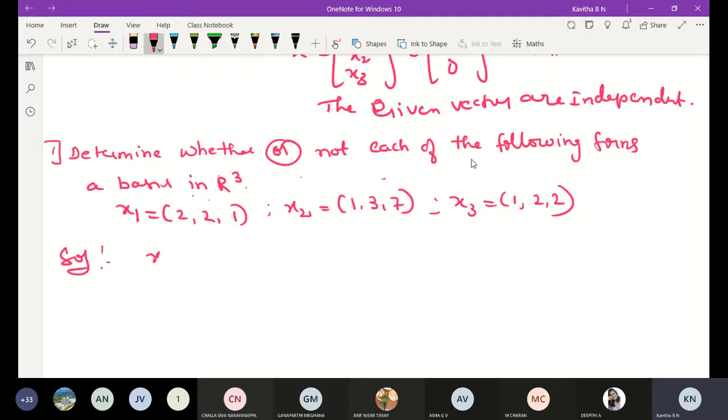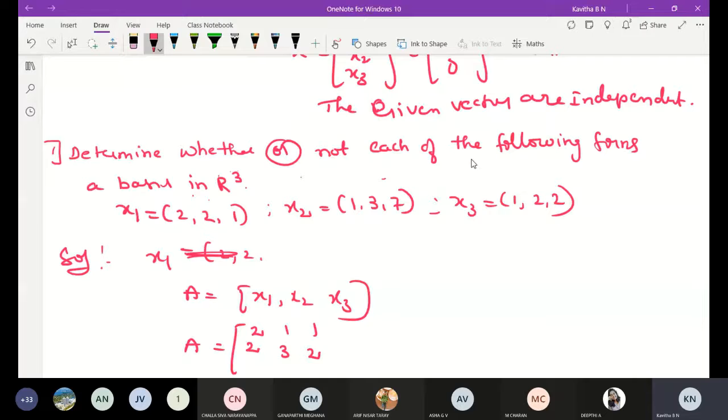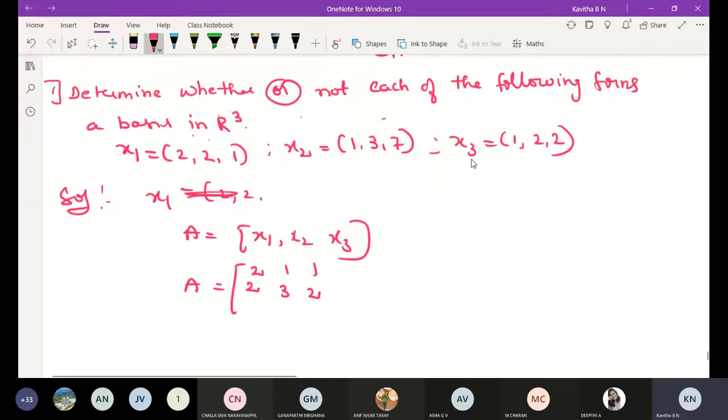Here x1 is equal to 2 comma 1 comma 1. Then write in matrix form. A is equal to x1, x2, x3. Then A is equal to 2 1 1, 2 3 2, 1 7 2.